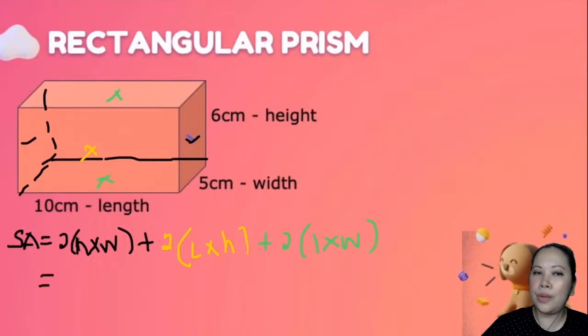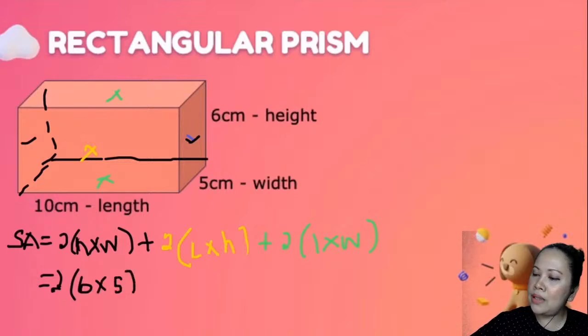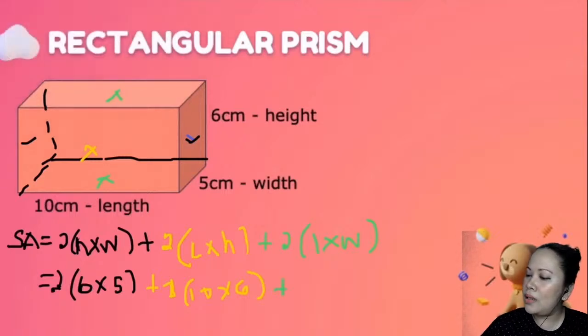So the surface area would be 2 of your length times the height. 2 times height, which is 6, times the width, plus 2 times your length, which is 10, times the height, which is 6, and then plus 2 times the length, which is 10, times the width, which is 5.